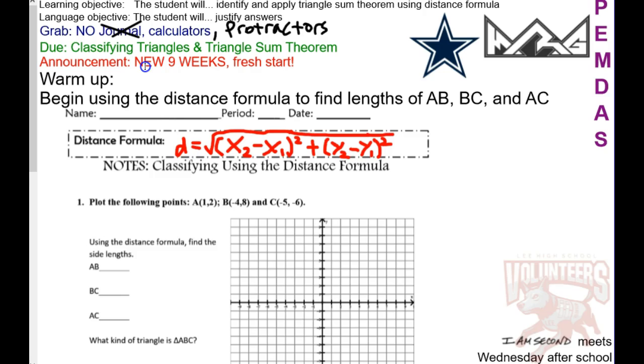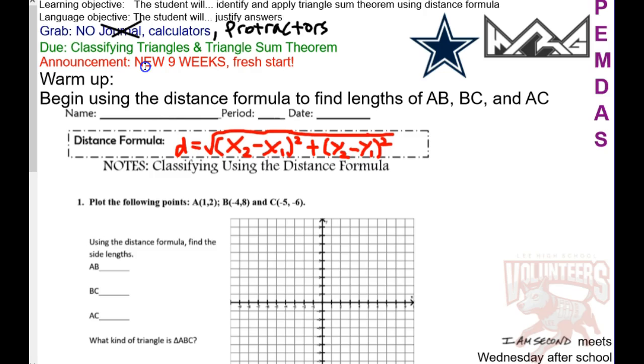In the green here, what's due is what we've been working on the last 2 days, Thursday and Friday: classifying triangles and triangle sum theorem. So if you haven't done those yet, you should do that for homework and turn it in ASAP. I can't put in grades for this 9 weeks till Thursday, but you should turn stuff in, okay?